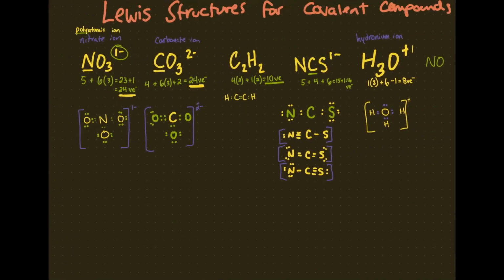Okay. Should we do NO? I guess we should. Why not? Let's do it. NO. Nitrogen has 5. Oxygen has 6, for a total of 11 valence electrons. I got no charges on here, so I don't get to add 1 or subtract 1. We're going to be stuck with that odd number.